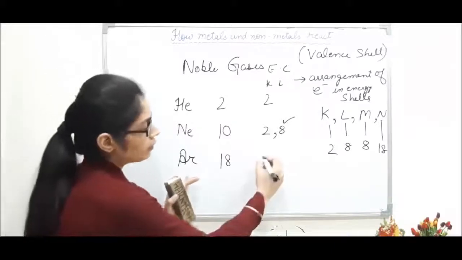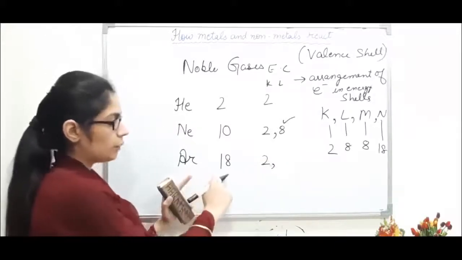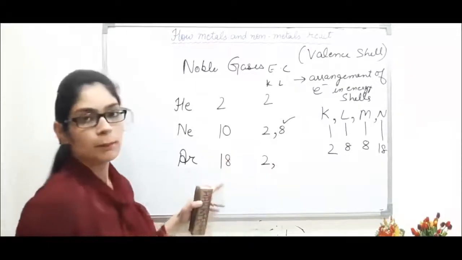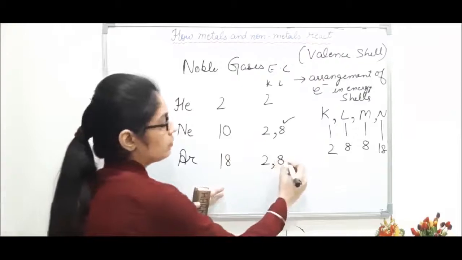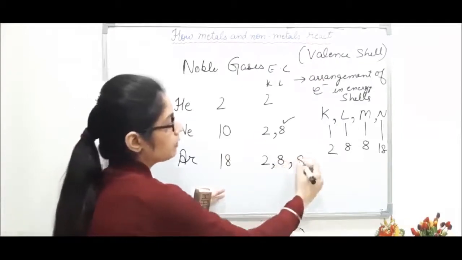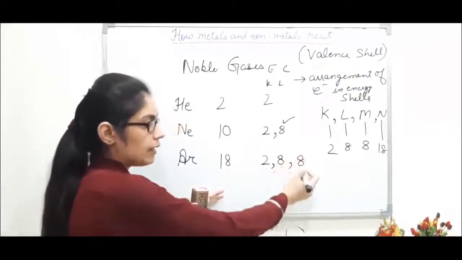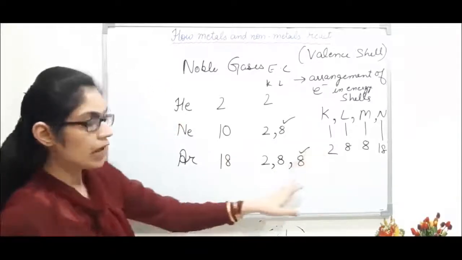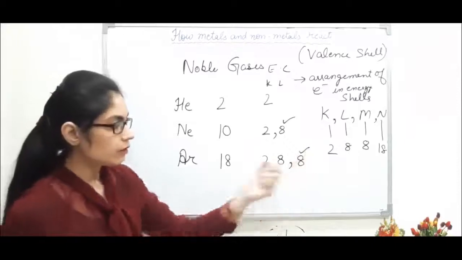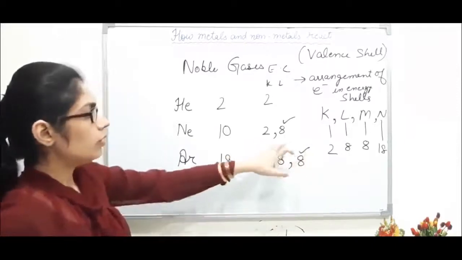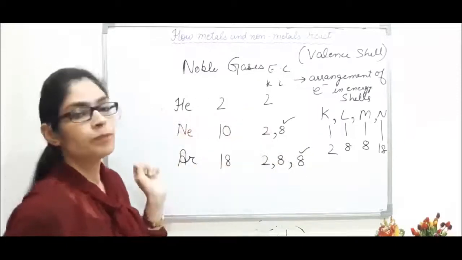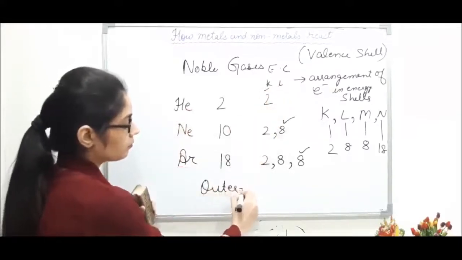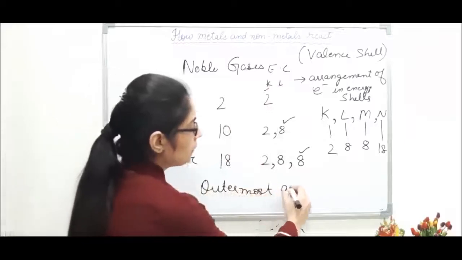Let's write the electronic configuration of argon. So number of electrons in argon is 18, as the atomic number is 18. So electronic configuration, it will be 2, 8, 8. 2 plus 8, 10. 10 plus 8, 18. So now if we observe, here also in outermost shell, 8 electrons are there. In case of neon, 8 electrons, and in case of helium, 2 electrons. So we can see outermost shells are completely filled.